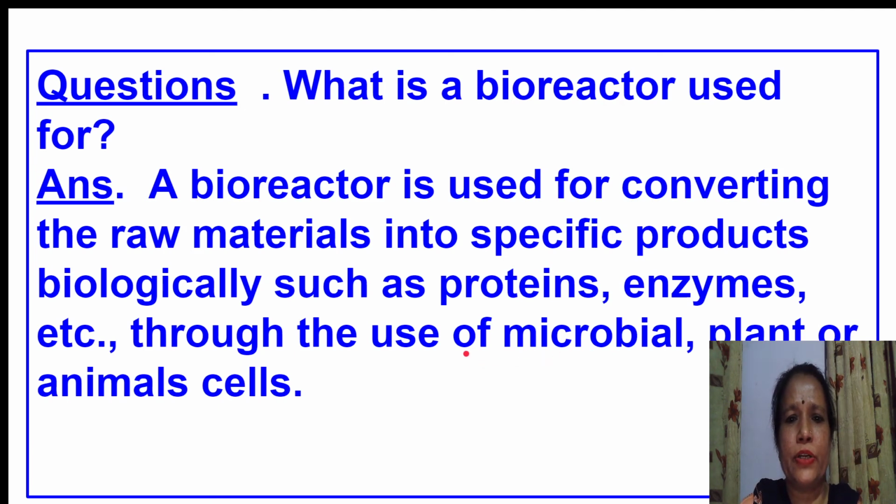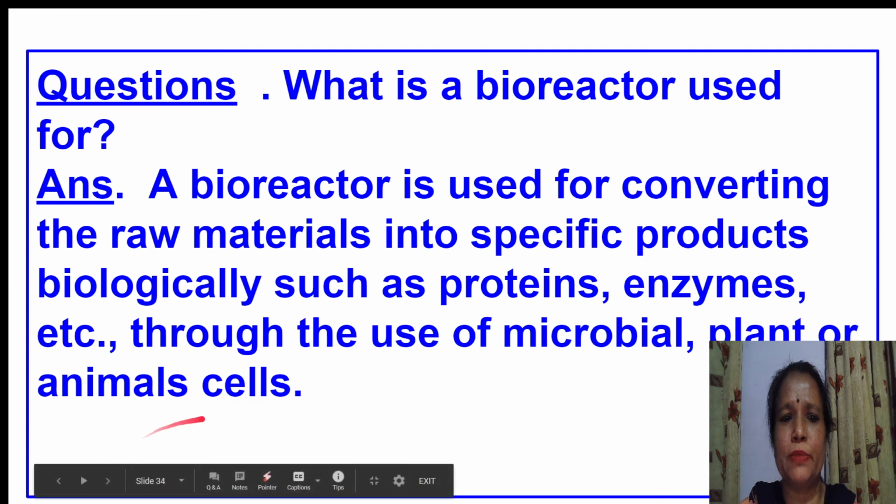What are the bioreactors used for? Bioreactors are used for converting the raw materials into specific products biologically, such as proteins, enzymes. So, it will use microbial, plant or animal cells for the production of these products.